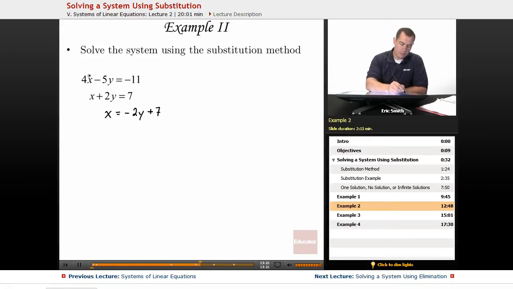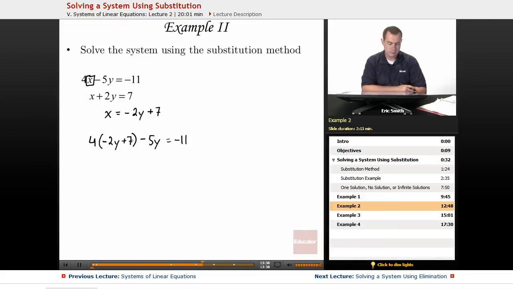Now I'll take all of this and substitute it into the first one. This will give me 4 times blank, minus 5y equals -11. And I left a big open spot so I can drop what x is equal to in there. So (-2y plus 7). Okay, looks good. All right, now I'm going to distribute through with my 4. So -8y plus 28.